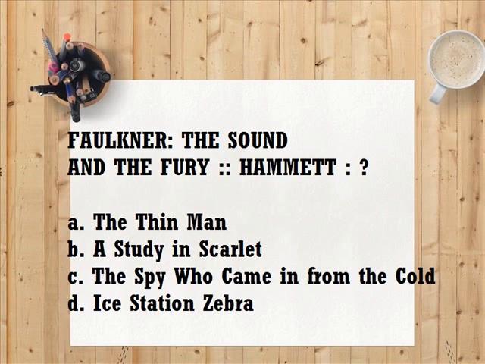Faulkner is to The Sound and the Fury as Hammett is to A. The Thin Man, B. A Study in Scarlet, C. The Spy Who Came In from the Cold, D. Ice Station Zebra. Just as William Faulkner wrote The Sound and the Fury, so Dashiell Hammett, writer of noir detective fiction, wrote The Thin Man.